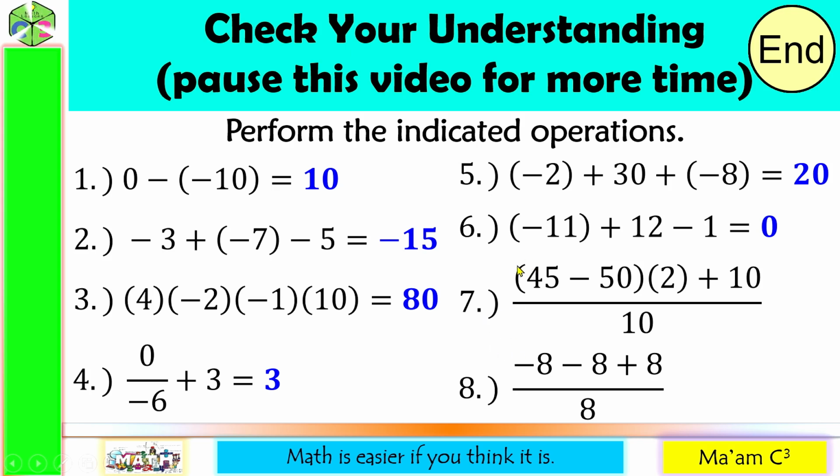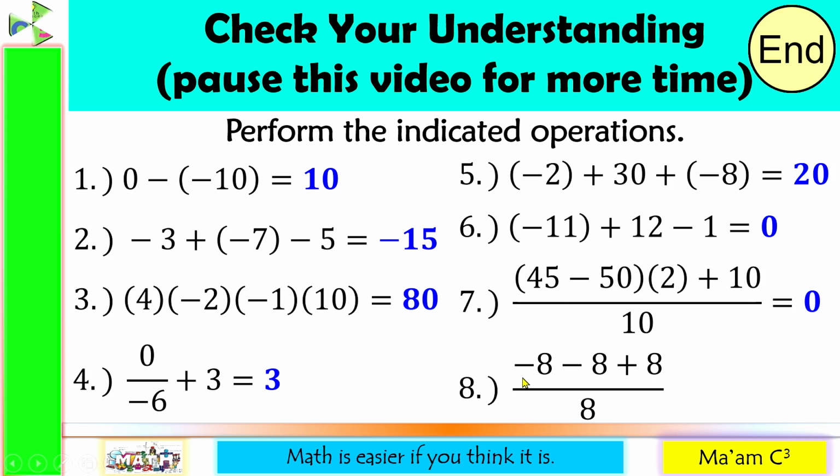Number 7, quantity 45 minus 50 times 2 plus 10 all over 10. Remember to perform first the operation inside the parentheses. So 45 minus 50 is -5. -5 times 2 is -10. -10 plus 10. So two numbers of different signs when added will give you 0. So 0 for the numerator divided by 10 is equal to 0.